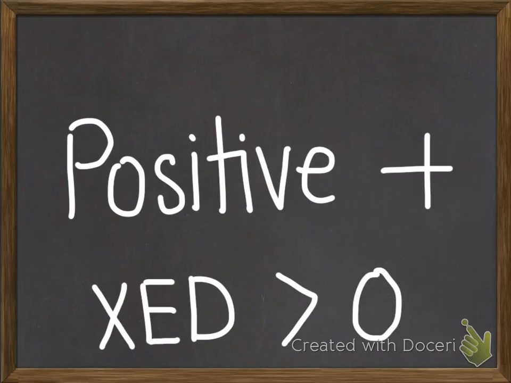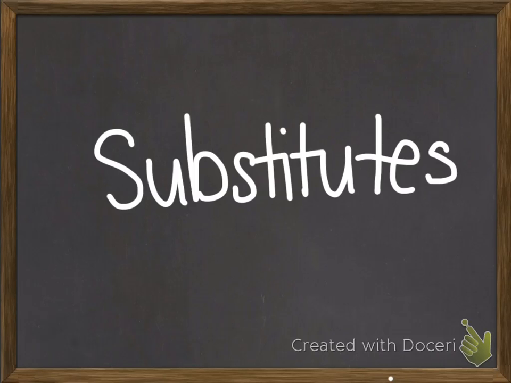The first one is positive value. This is when the XED is greater than 0. This also means when the change in demand for one good is in the same direction as the change in the price of the other good. The positive value indicates that the two products are substitutes.